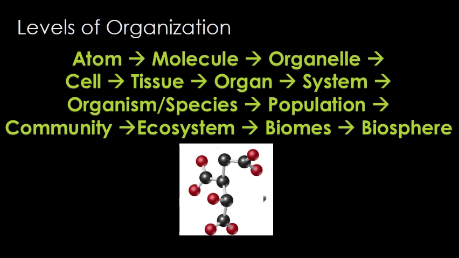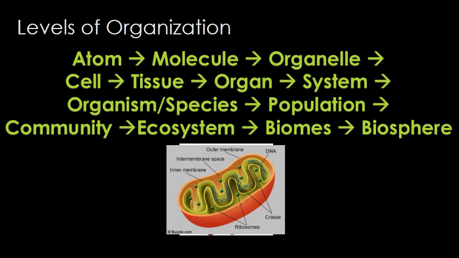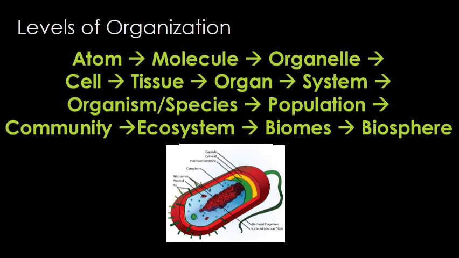Atoms come together to form molecules, and in turn, molecules come together to form the basic organelles such as the mitochondria. Each organelle has a specialized function, but they're not considered alive. The cell is the basic unit of structure and function with all living things. They do all the processes that keep organisms alive, but they can also have specialized functions, say a nerve cell or a blood cell or a bone cell.